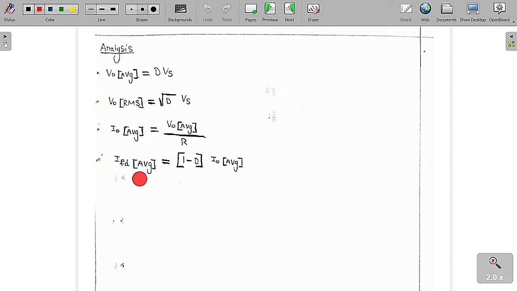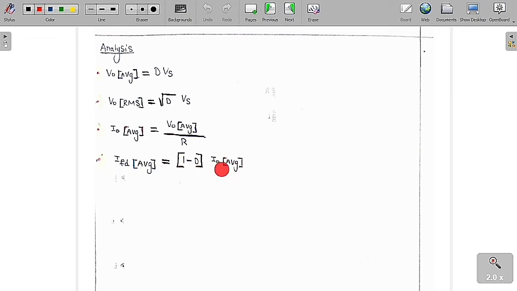Similarly, I want to find the freewheeling diode average current. Whenever I assume that the load inductance is very high, the average value of the freewheeling diode current I want to figure out. Basically, it is very simple.